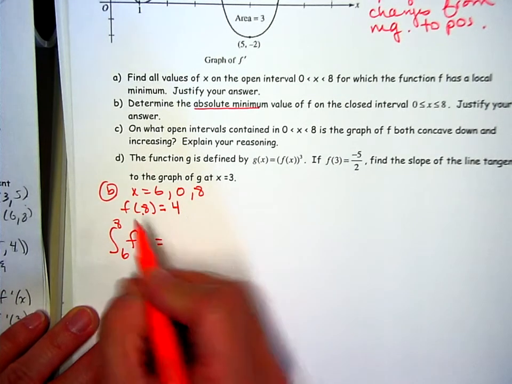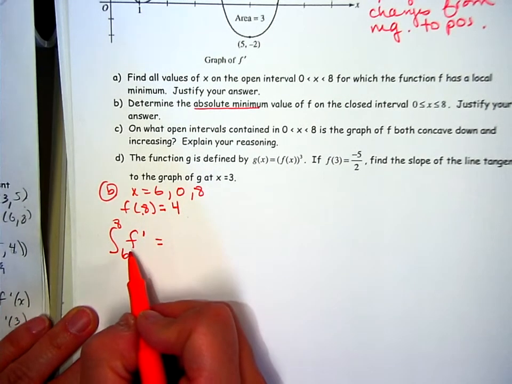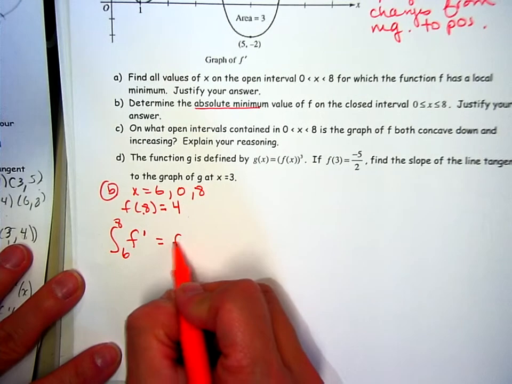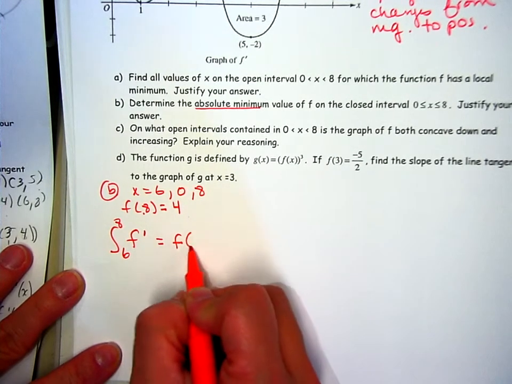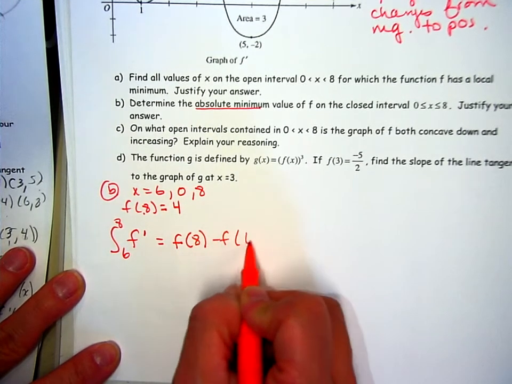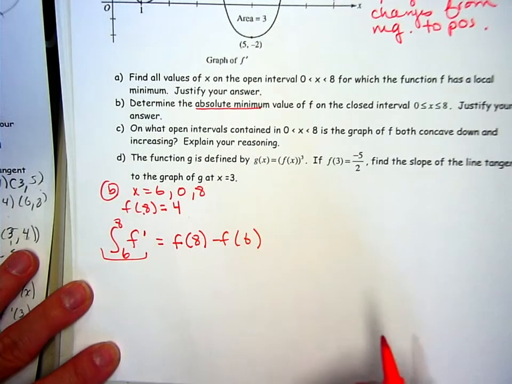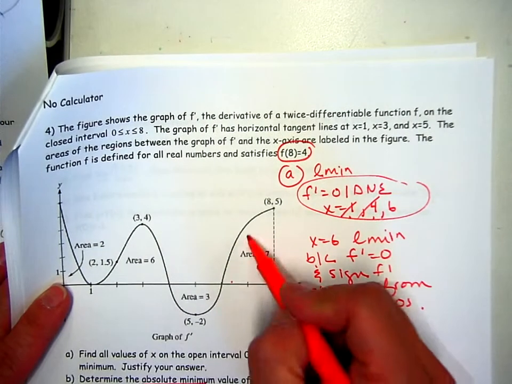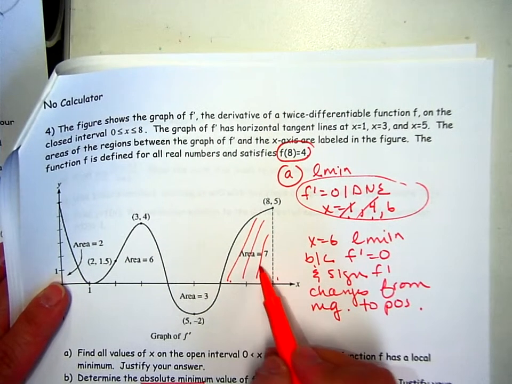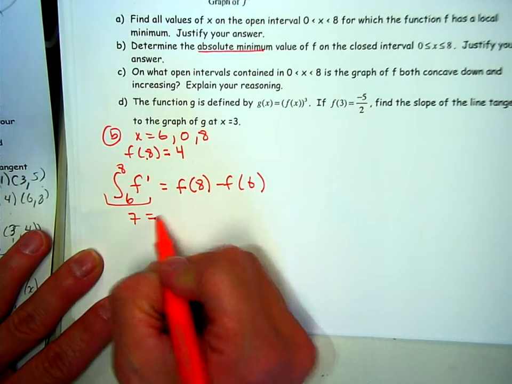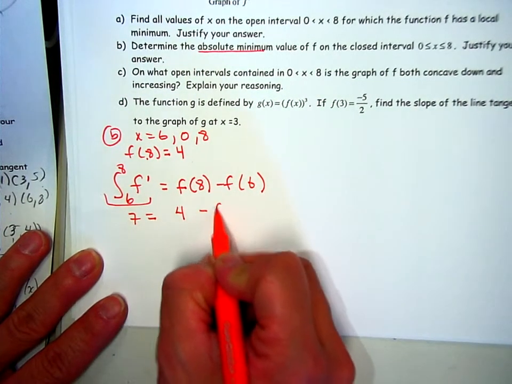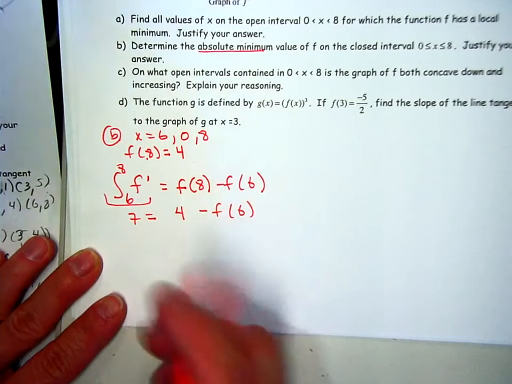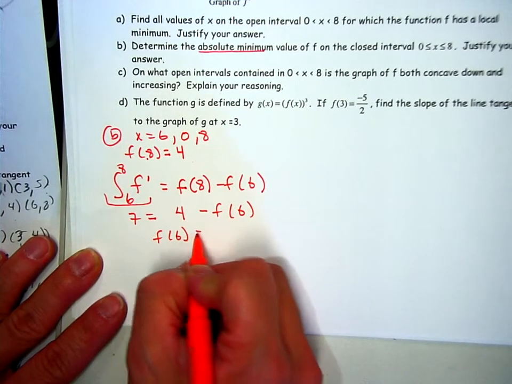And I know if I integrate f prime from 6 to 8, the fundamental theorem says I get f, plug in the upper bound, subtract off the lower bound. Now this piece right here we're going to do graphically. What is the integral of f prime from 6 to 8? Well, here's 6, here's 8. It's just the area underneath the curve, and they tell us that that value is 7. So this is 7. f of 8 we know is 4. I don't know f of 6. I can solve for that. I figure out that f of 6 is negative 3.